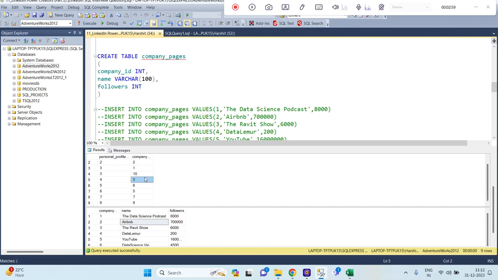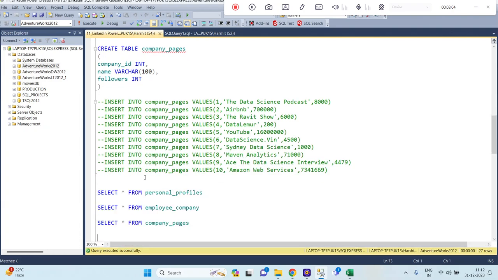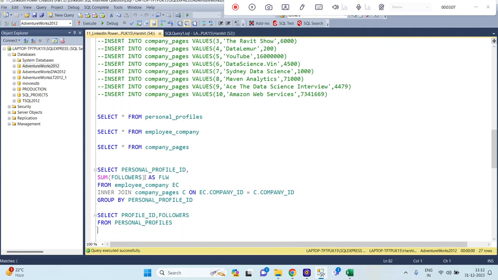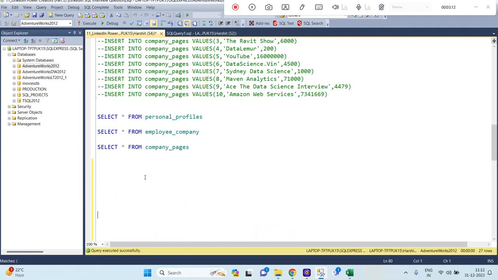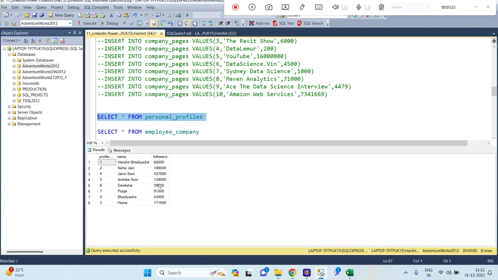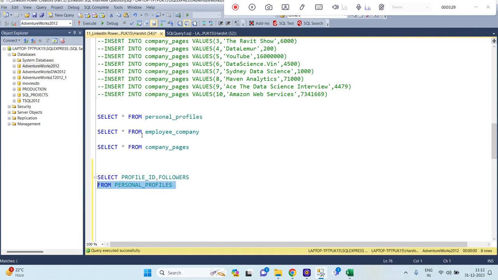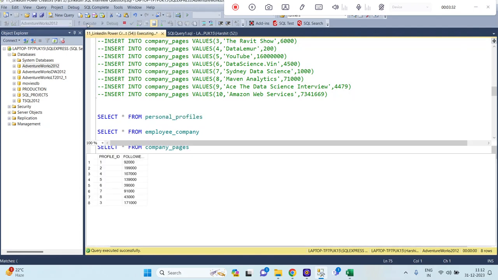Now over here, what we need to do, this is the first thing we need to do. We need to identify the individual followers, right? So we need to identify the individual followers first. For that we need to use the personal profile table. So these are the personal profile ID and followers of each individual person.